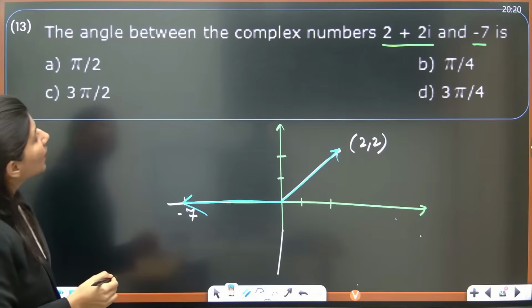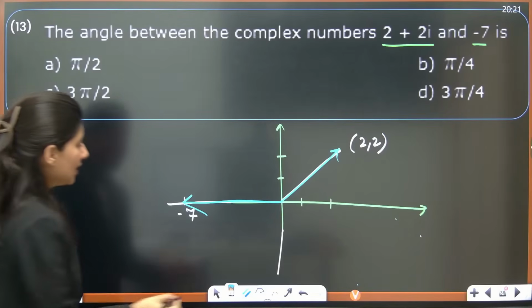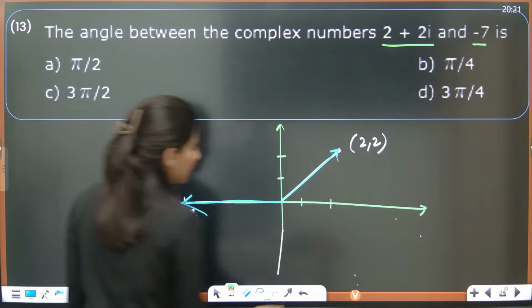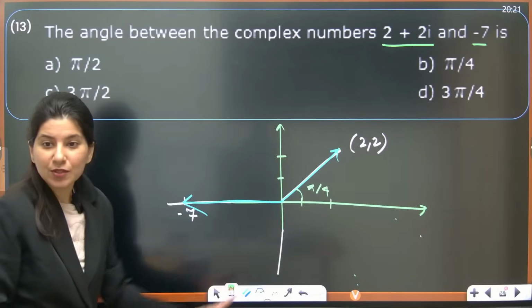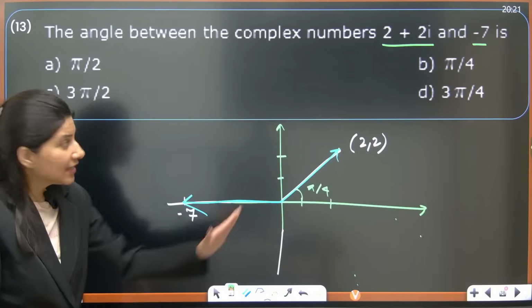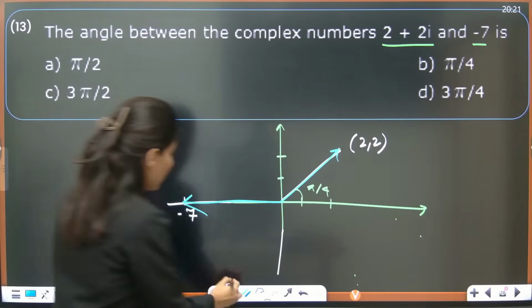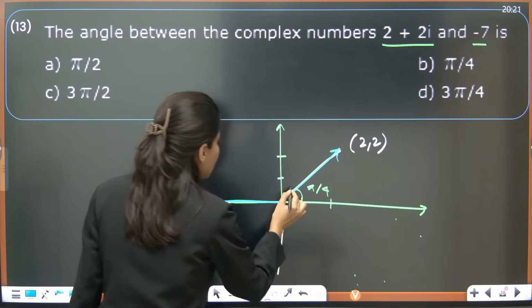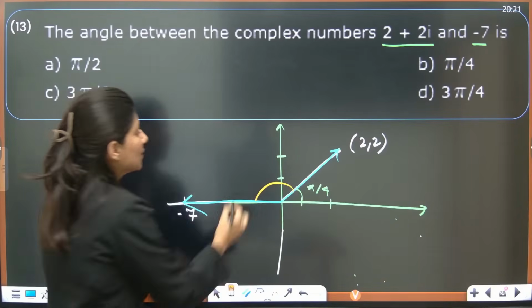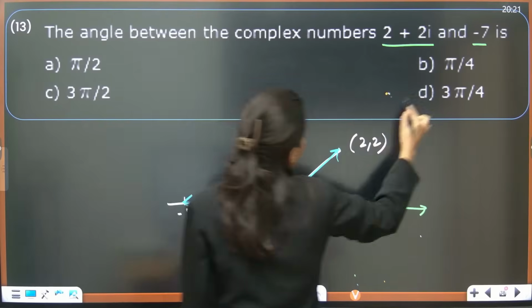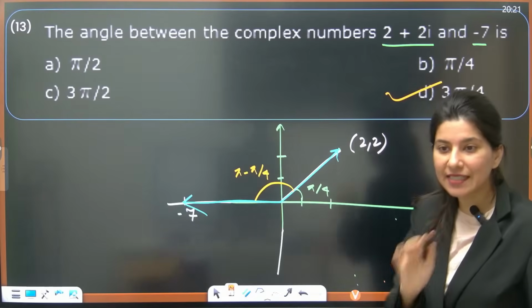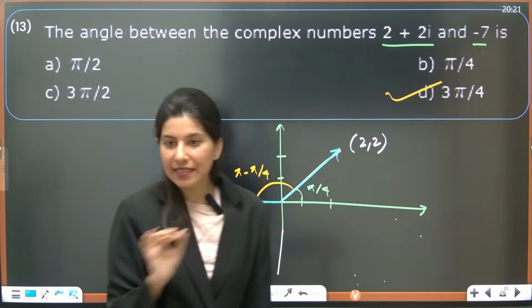Angle between complex numbers, can anybody tell me? So now this angle will be what? Tell me. This angle is pi by 4, obviously. 2 comma 2 is on the x equals y line. You are looking for this angle. So this angle will be what? Tell me. Pi minus pi by 4 will be 3 pi by 4. Option D, absolutely right. Easy question, right? Easy question.